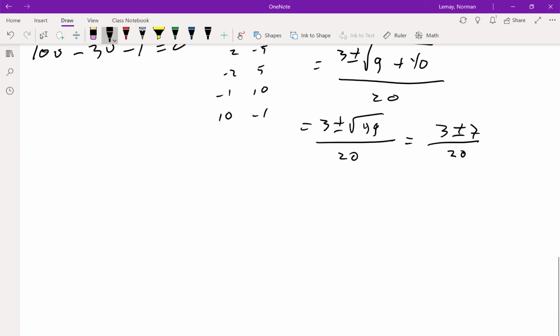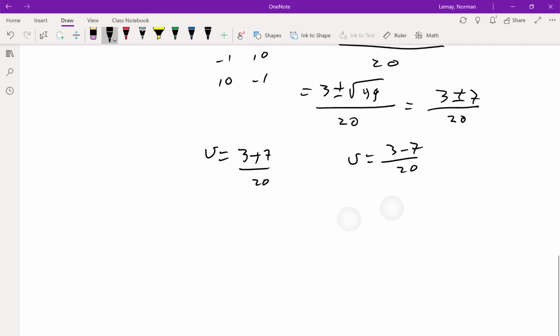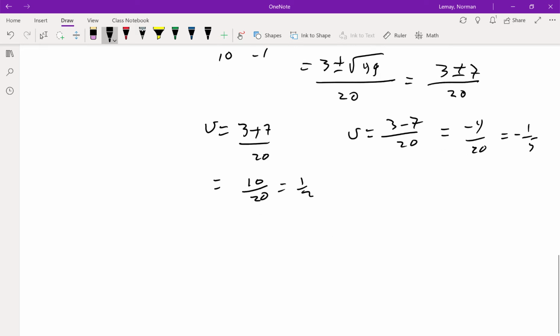So let's just note here that this says that u is equal to 3 plus 7 divided by 20, and u is 3 minus 7 divided by 20, which says that u is equal to 10 over 20, which is equal to 1/2. And this says that we get negative 4 over 20, which is negative 1/5. So now we have to resubstitute at this point in time.